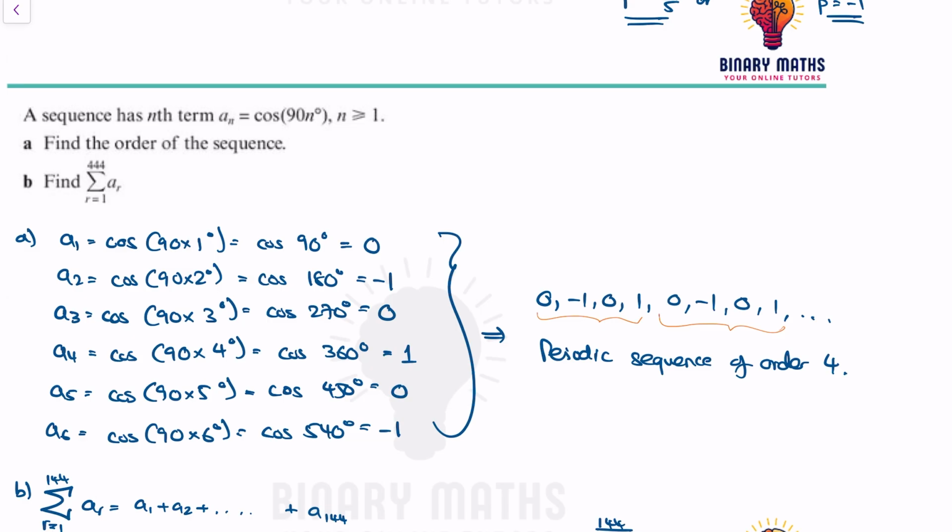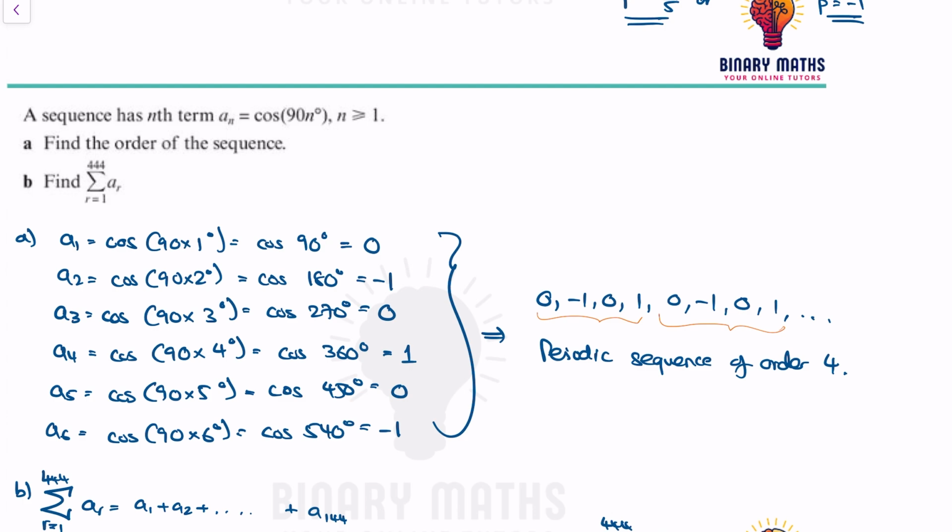I made a mistake here, it should have been 444 here. So that's where my numbers are going wrong. So it will be 444 divided by 4, which is 111. That means it's the same thing as getting 111 lots of a1 plus 111 lots of a2 plus 111 lots of a3 plus 111 lots of a4.